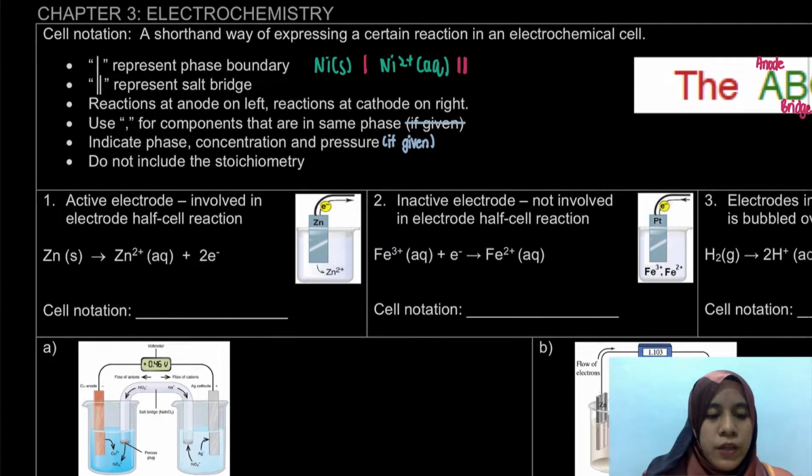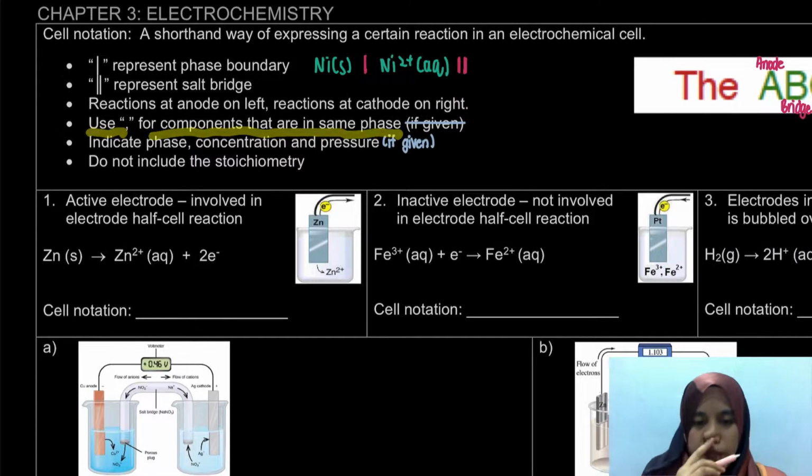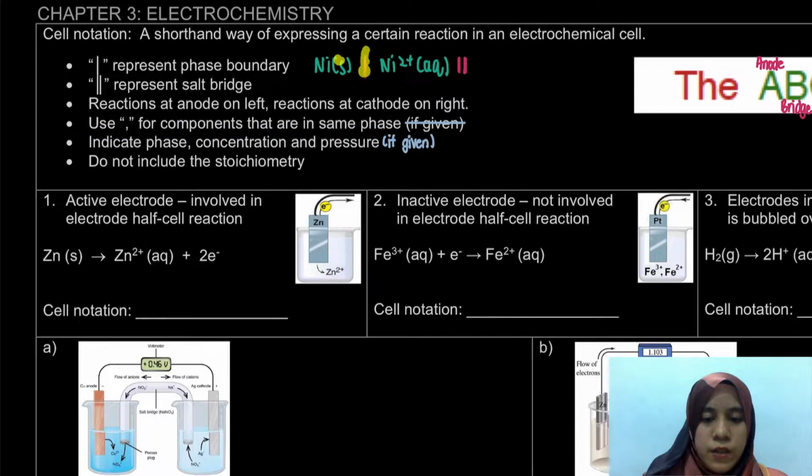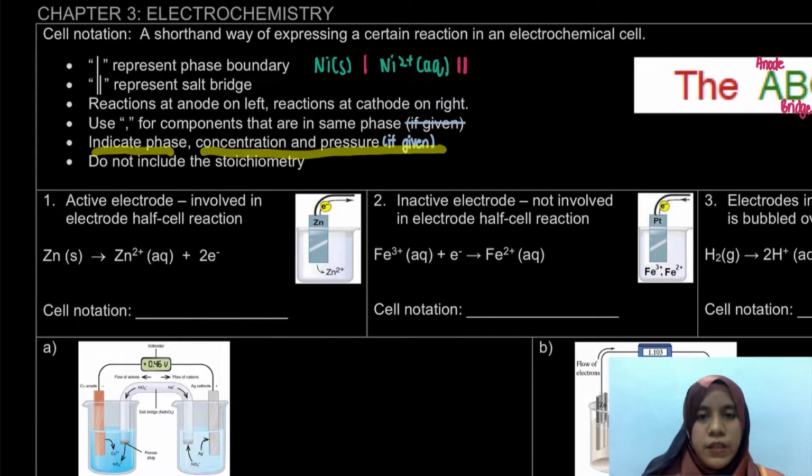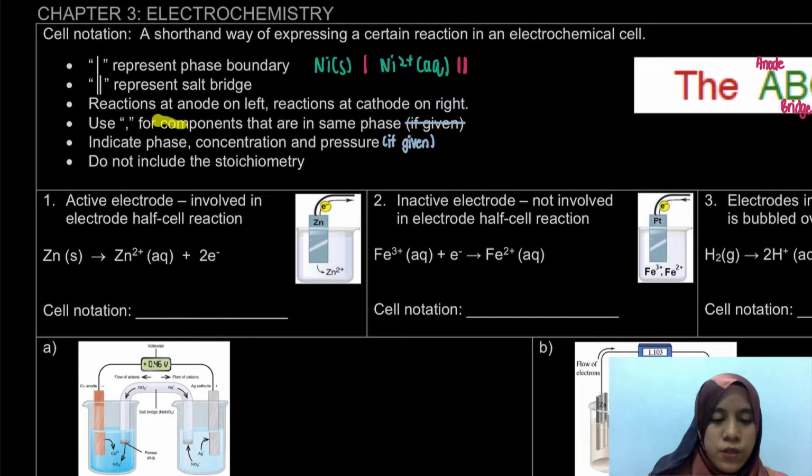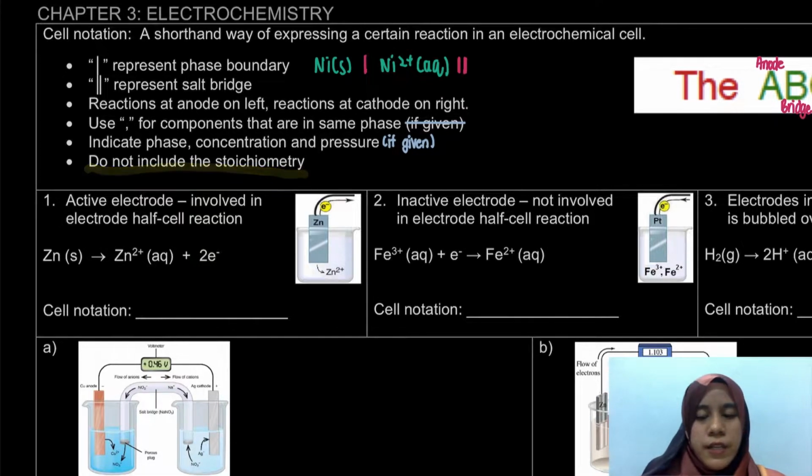Next, we will use a comma for components that are in the same phase. If we have different phases, we will use a line. For example, here we have the same phase, aqueous, so we will use comma. Next, we have to indicate the phase, concentration and pressure if given in the cell notation. Phase usually we will include, concentration and pressure if given based upon the question itself. Next, we don't have to include the stoichiometry in the cell notation. So those are some of the rules.